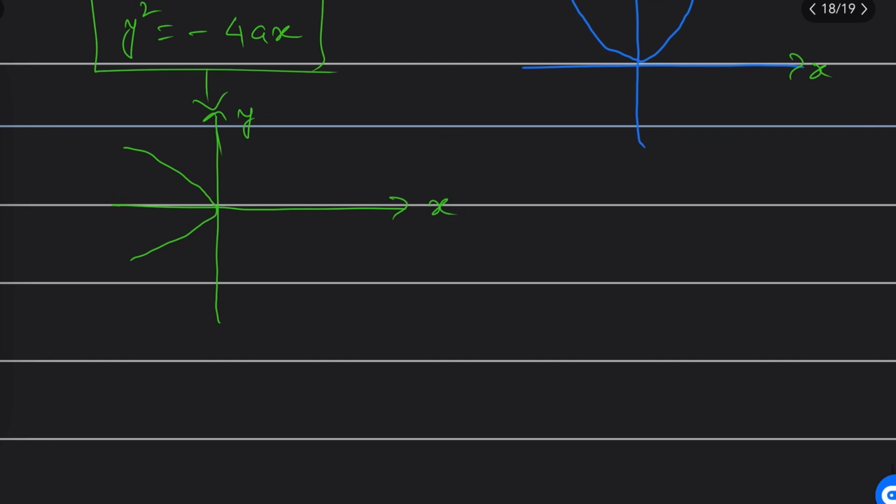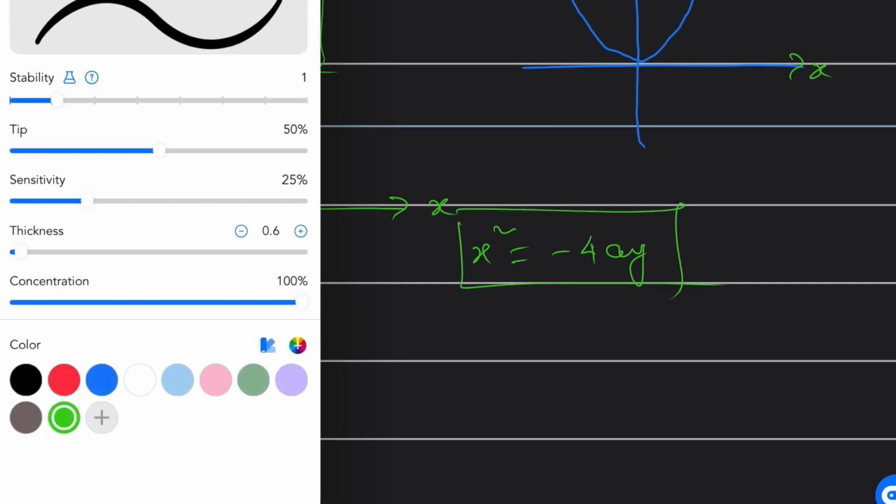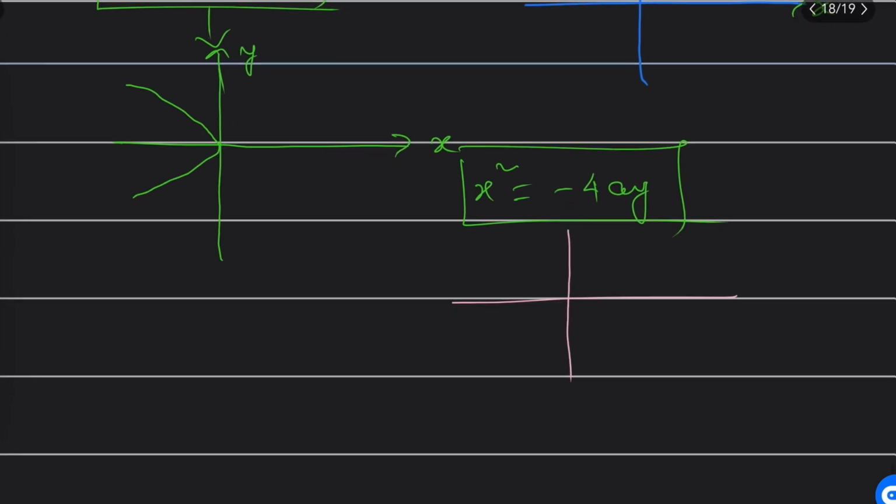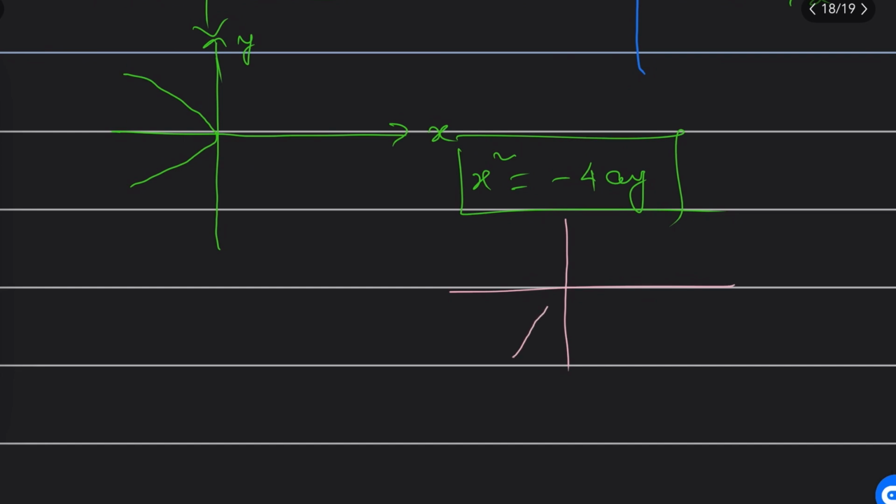Next, x square is equal to minus 4ay. What about this? It is going to look like this. Let me show you. Wait a second. See, this is going to look like this. This is the x-axis, this is the y-axis.